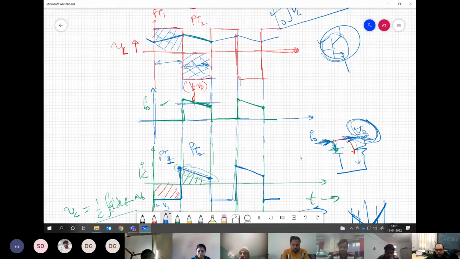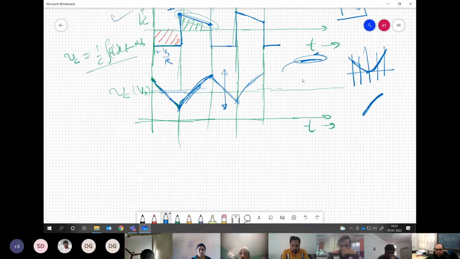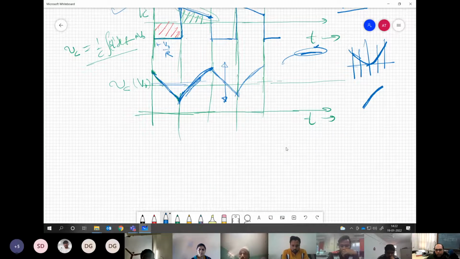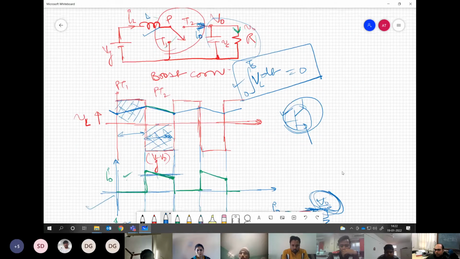Now, based on the turn on and turn off time periods and the different forms of the circuit, we have the output current, the capacitor current, and the capacitor voltage derived over here. So we can draw all the waveforms now on the basis of our understanding of how the current is flowing and what it should look like. Up to this point, I hope you are clear. There is no confusion, right?